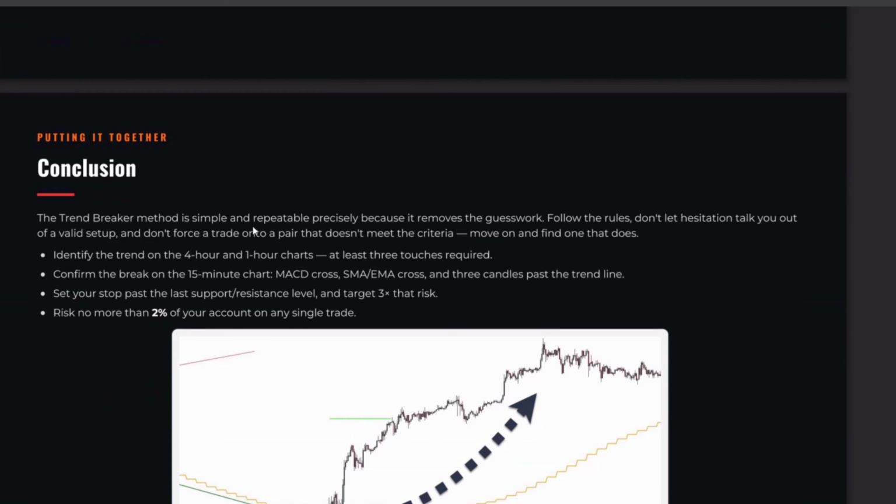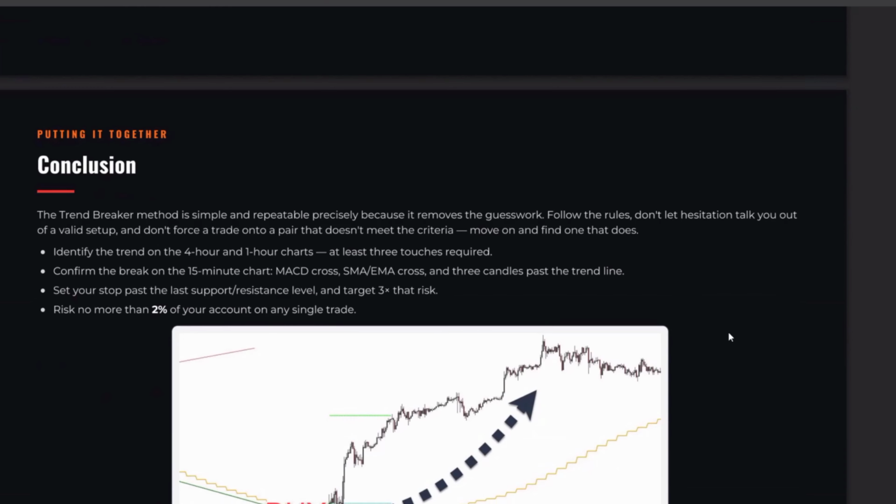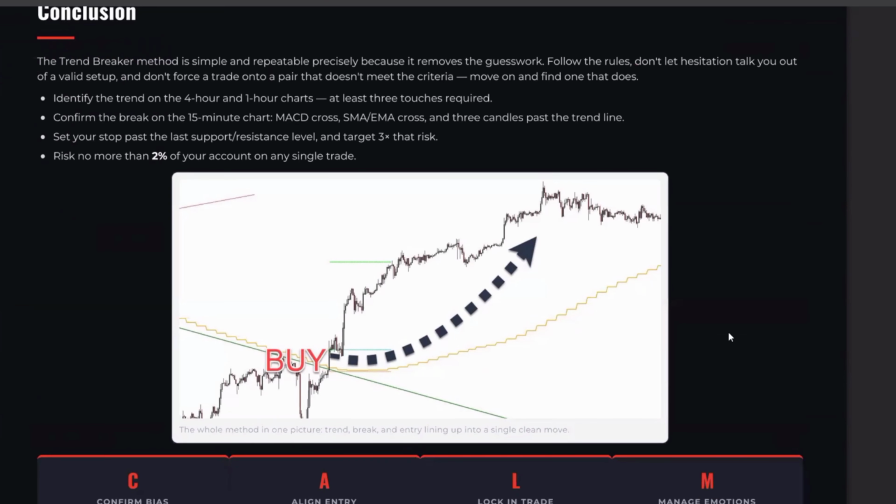So the trend breaker method is simple and reliable precisely because it removes the guesswork. Follow the rules. Don't let hesitation talk you out of a valid setup, and don't force a trade onto a pair that doesn't meet the criteria. Move on and find one that does, right? Another rule of thumb that we see is risk no more than 2% of your account. This is just something that most traders say. Personally, I'm not gonna lie to you guys, I risk about 10%. I'm a risky trader. But you guys know that for those of you who've been following me.